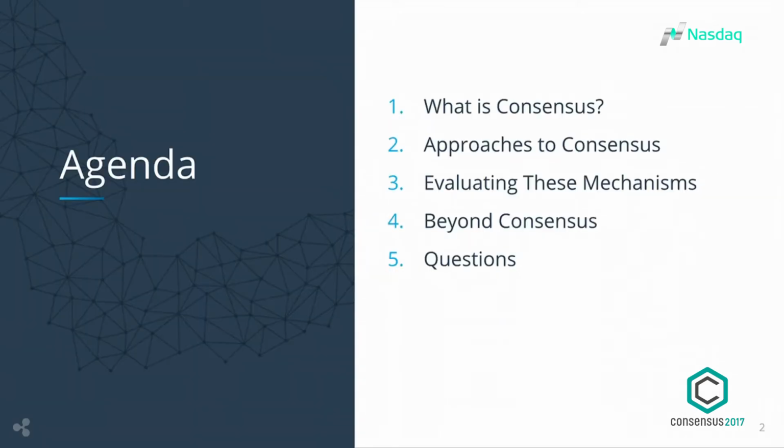Here are some of the topics I'm going to cover. First, I want to explain what consensus is, and then talk about some approaches. Finally, we want to know which one's the best one. How do we evaluate different approaches for different use cases? And then towards the end, I want to also tease what happens beyond consensus. And I don't know if we have time for questions, but I put it in there anyway.